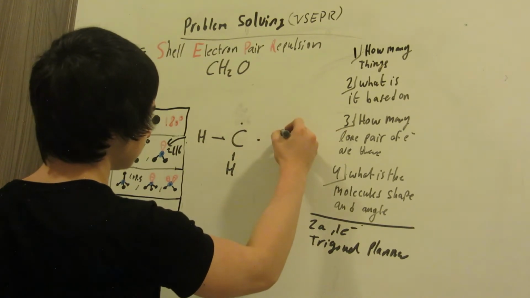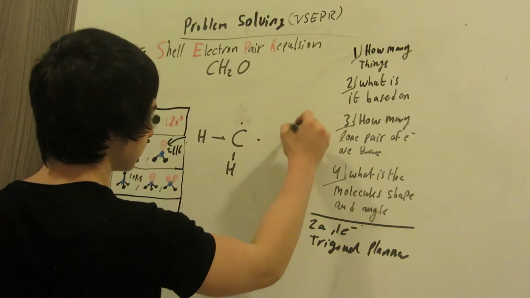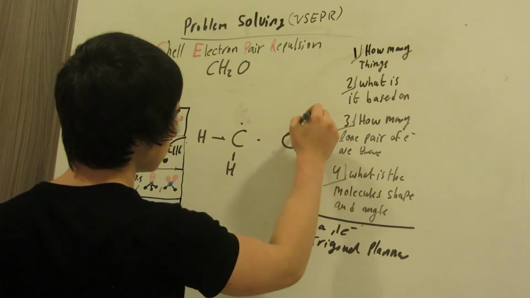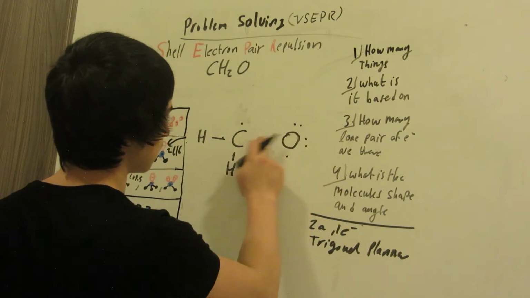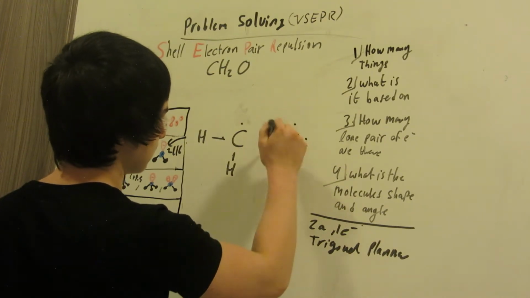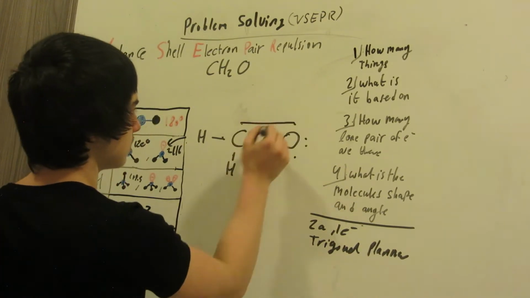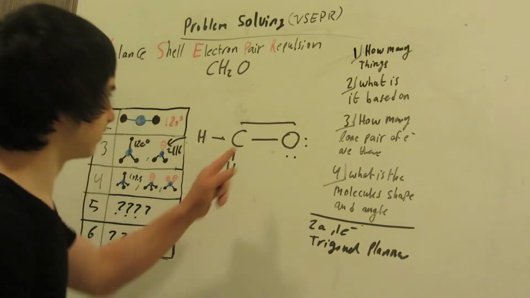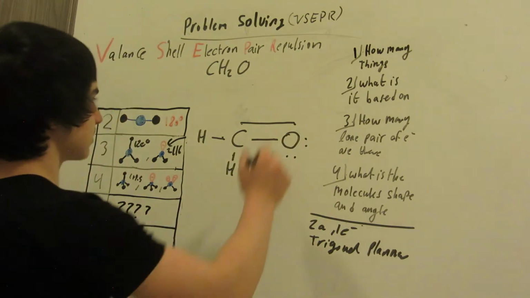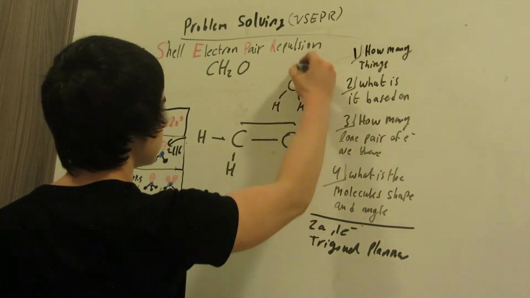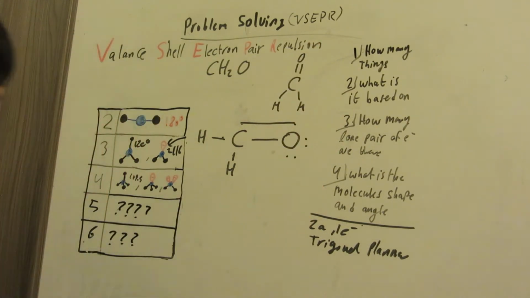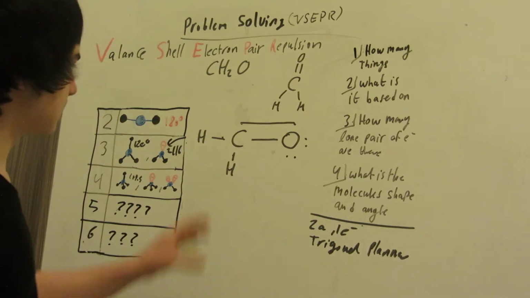So for oxygen, if we draw it over here, we have 1 and 1, so we have a double bond. So it's going to look something like this: C, we're going to have H, H, and O. Alright, so we can see here's the Lewis structure.